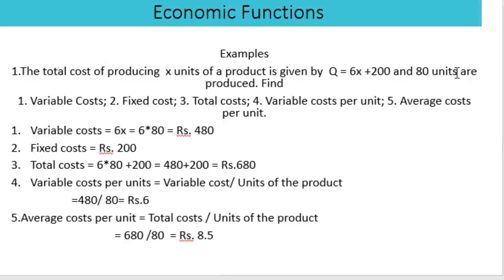From this function, this is the total cost of producing X units. Total units produced is 80. For the given function, variable cost is 6X and fixed cost is 200. The total cost equal to 6 into 80 plus 200. Then the average cost, average variable cost, etc. can be derived as given here.